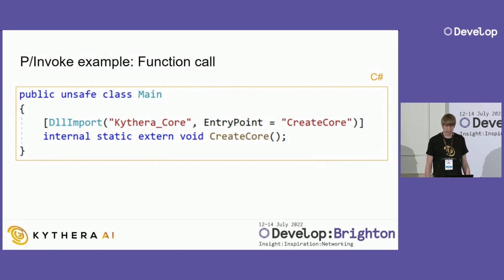Here is a quick example of Pinvoke code. This is a very simple example. We have a DLL called Kythera underscore core, which has an entry point, a single function called create core, and we make this function available to C# by using this DllImport attribute, and the important thing here is the extern keyword. This is all you have to do. The .NET Framework or Unity, depending on which platform you are on, will do the DLL loading, look up symbols, and hook everything up, so you can call this method like every other static method in C#.